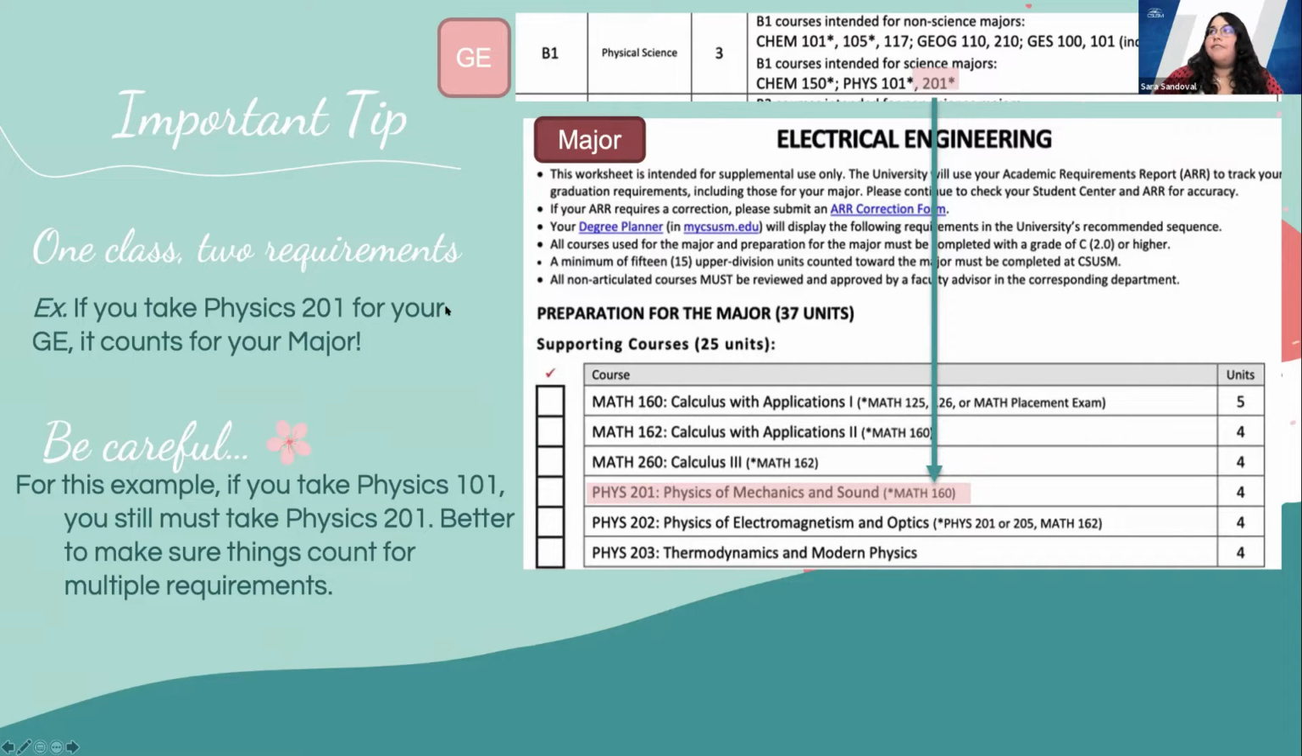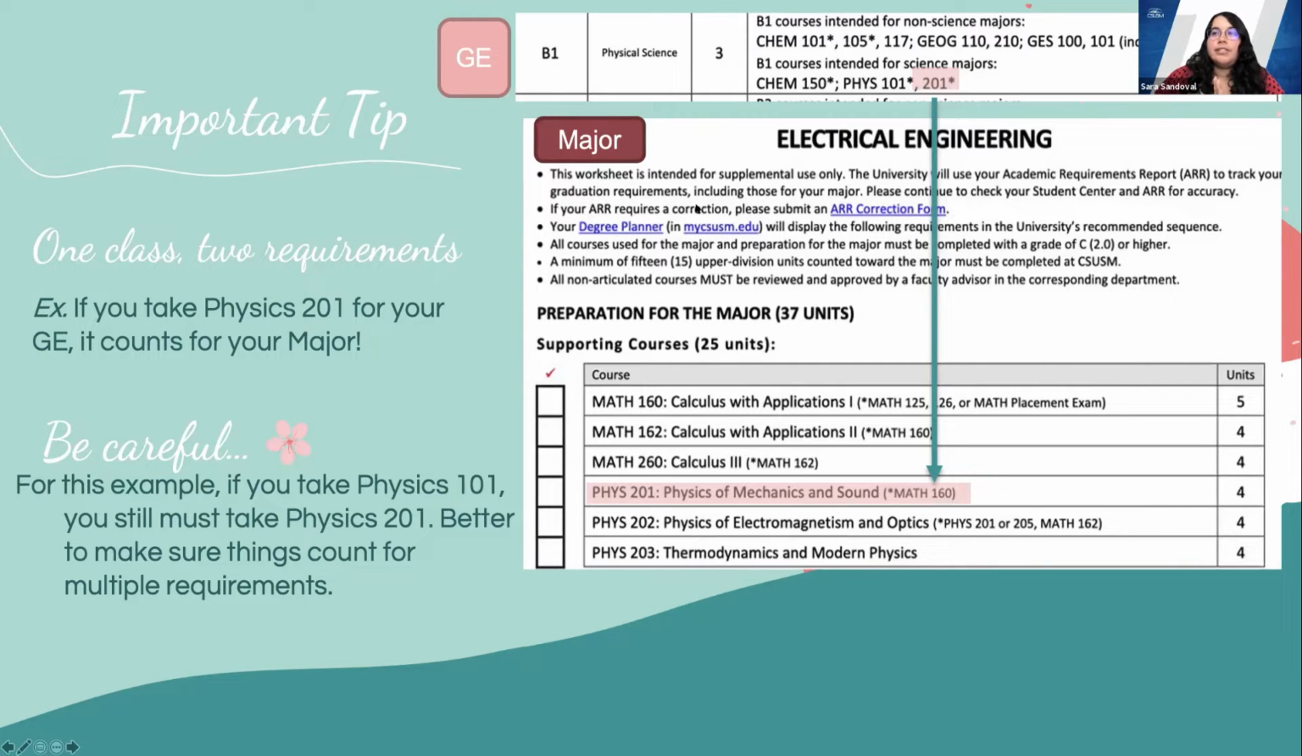So for example, this is for electrical engineer, but this is true for a lot of majors. If this person takes Physics 201 on their GE sheet, you see they have a choice, right? They have 3 choices. They can do the 101 or the 201. If they take the 201 on their major worksheet, it counts. So this knocks out that requirement and the B1 requirement. That's awesome. But I'm telling you this because I want you to be careful and be aware.